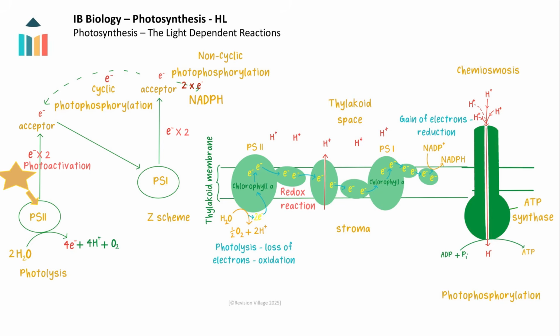As the electrons are passed from electron carrier to electron carrier along the chain, energy is released. The energy is used by the electron carriers to pump protons from the stroma into the thylakoid space, building up an electrochemical gradient.